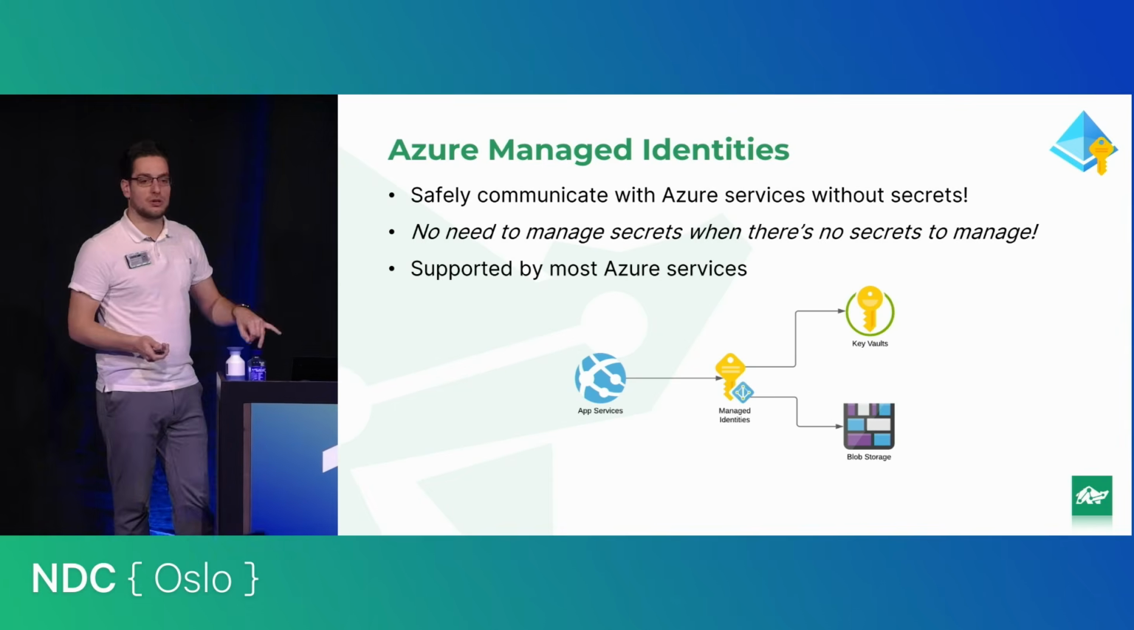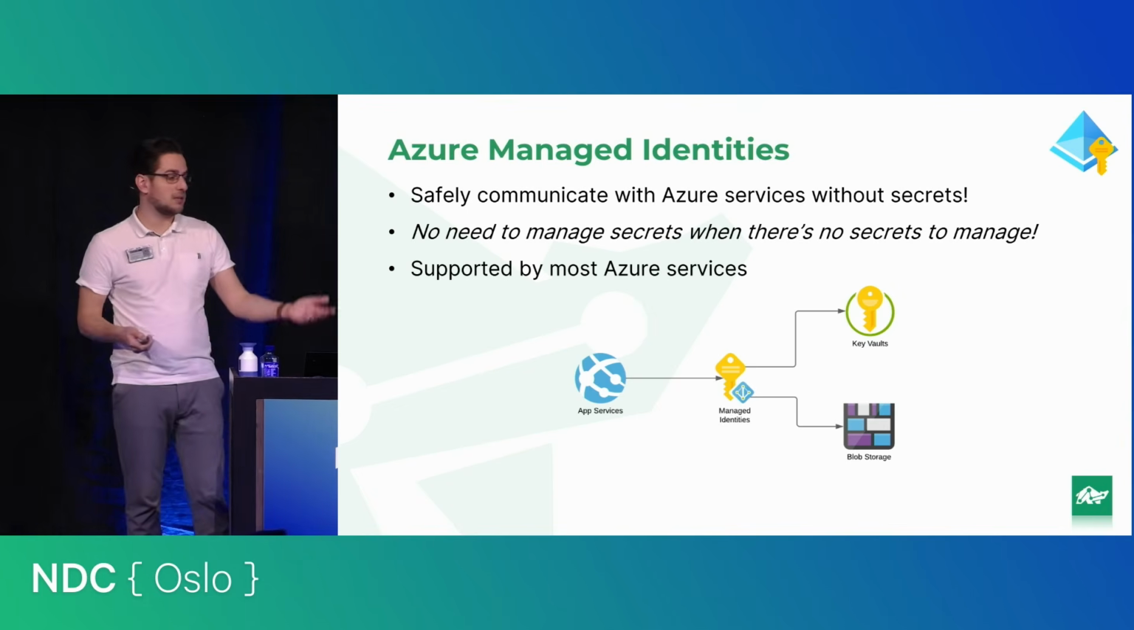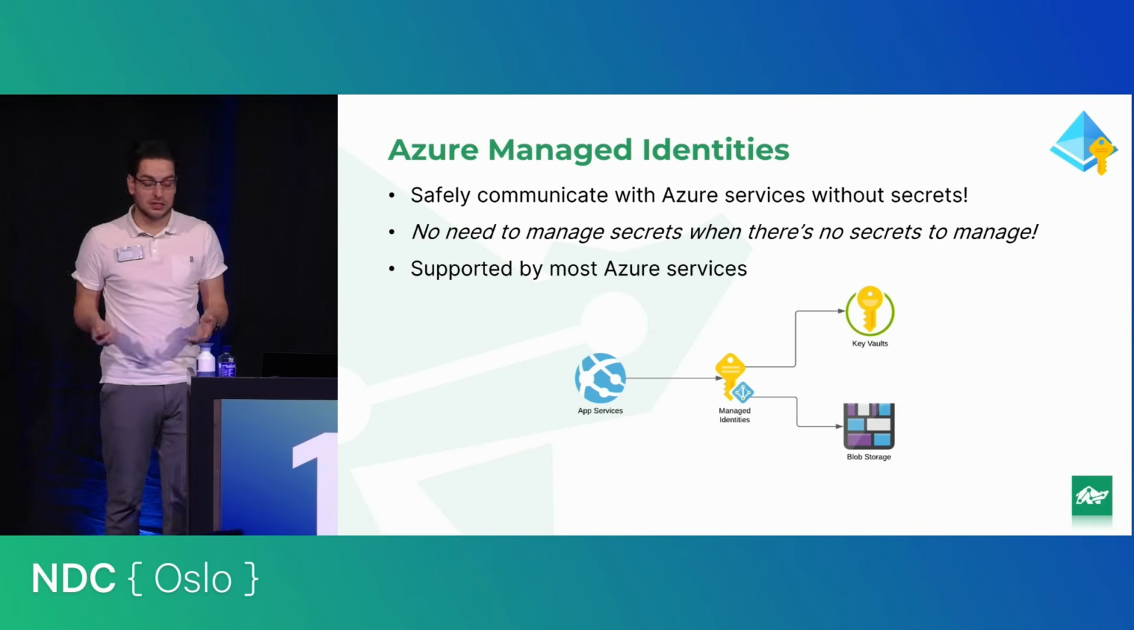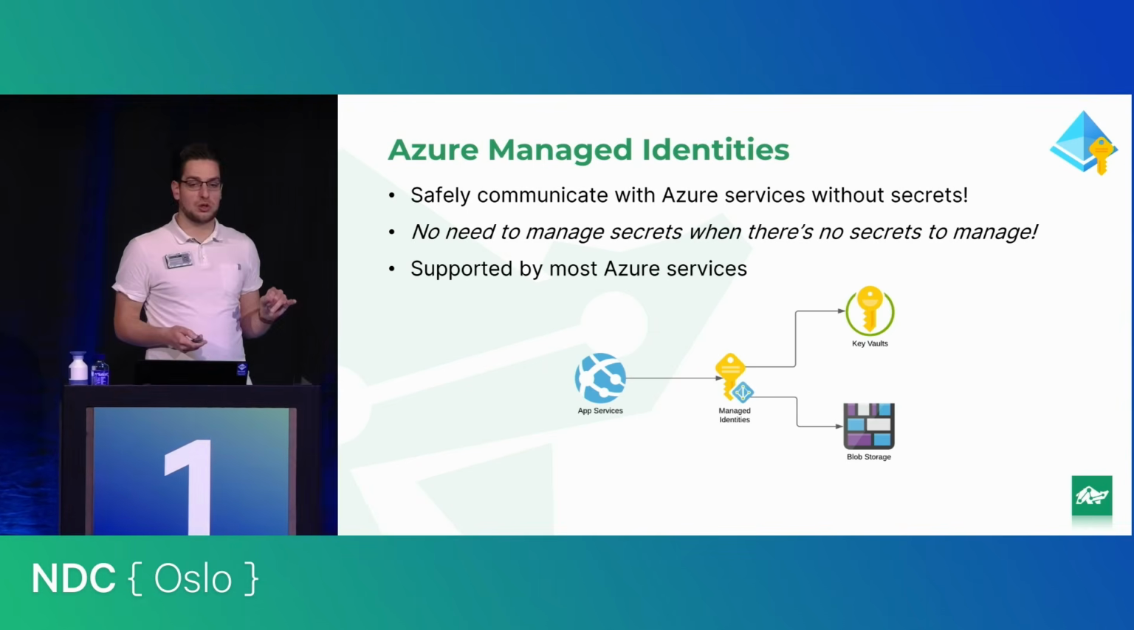This is, of course, not going to work when you're using something like SendGrid or some other external API like OpenAPI stuff. Of course, you still need the API keys for that, which you can then store in the key vault. But if you're connecting to another Azure service, managed identities are super, super powerful.